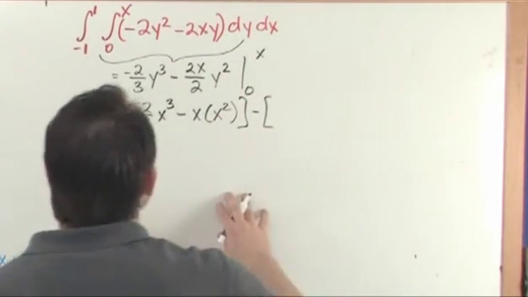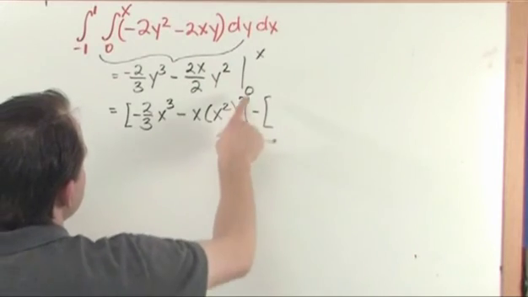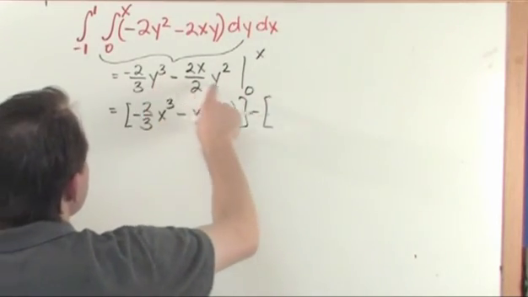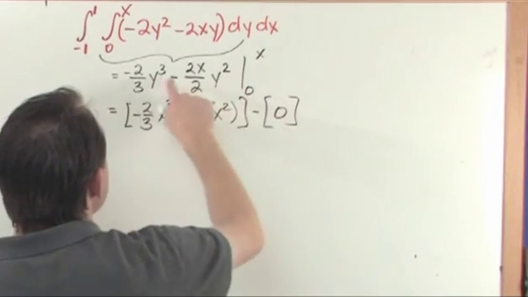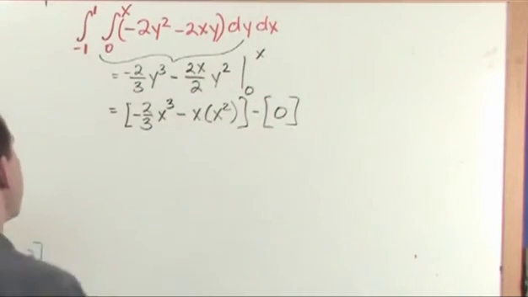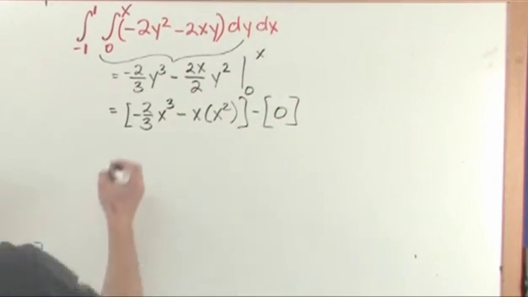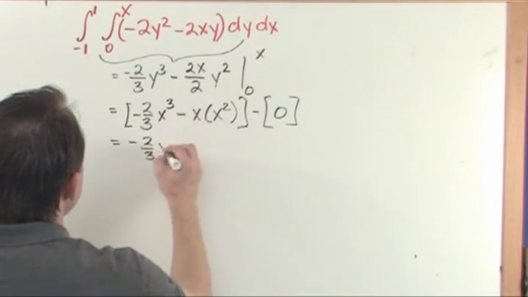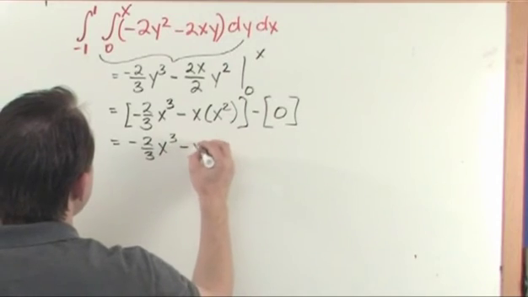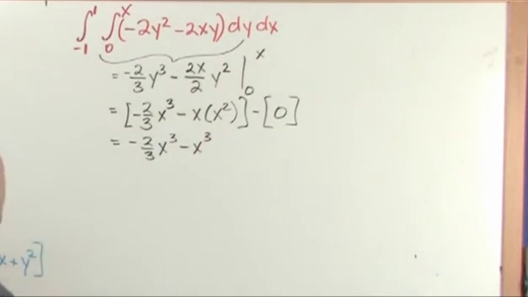Subtracting off the last thing, what you're going to find is you're plugging 0 into here, and you're plugging 0 into here, so everything is just going to give you a big fat 0. It's not going to contribute anything. So you see how things are simplifying. Negative 2/3 x cubed minus x cubed. Okay, that's what we're doing here.